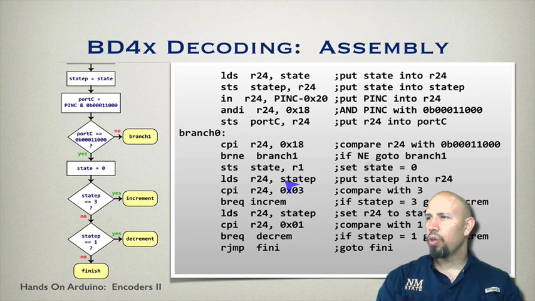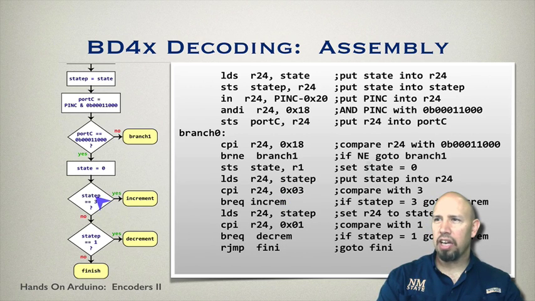Okay. Now we're going to load the past value of the state into register 24, and we're going to compare that with 3. That is, we want to check, is the past state equal to 3? So that's what this part of the block diagram is asking.